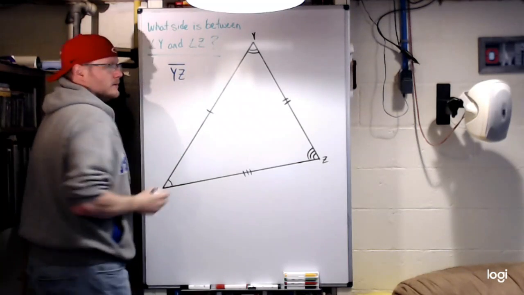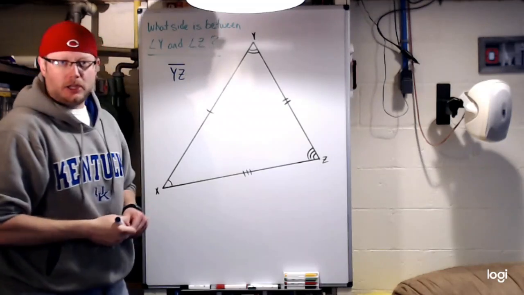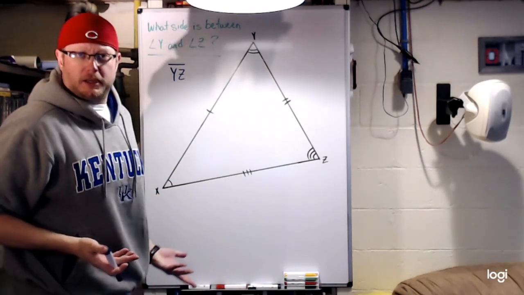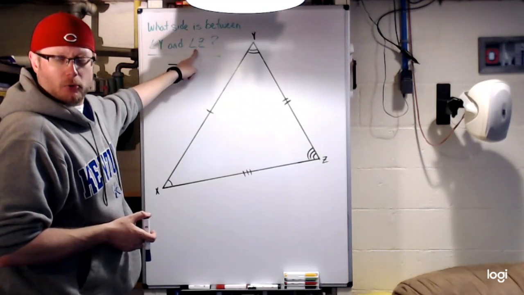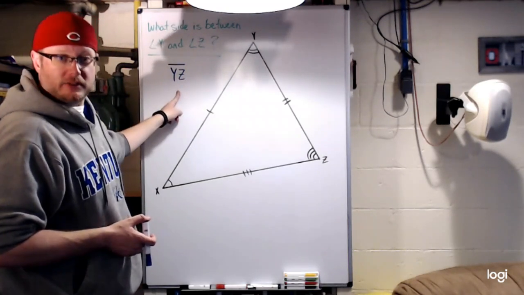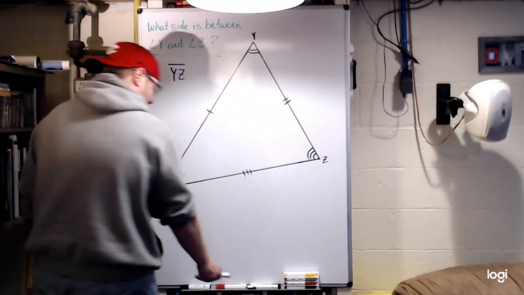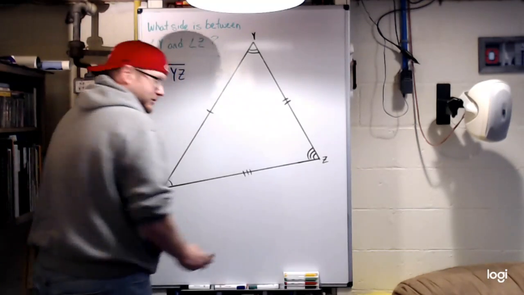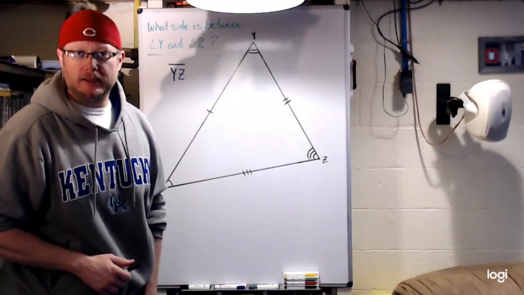YZ. Okay? So without even looking at this drawing of this triangle, you should still be able to figure it out. If I have vertex Y and vertex Z, what side connects them? Side YZ. Okay? Once again, I'm not trying to confuse anybody. If it seems obvious, it probably is obvious.